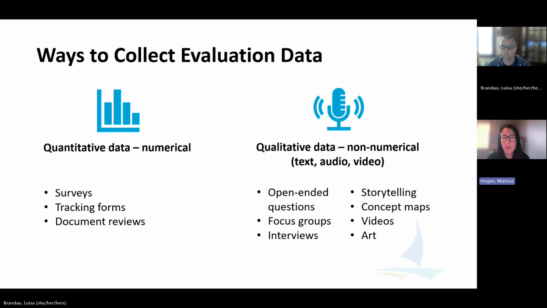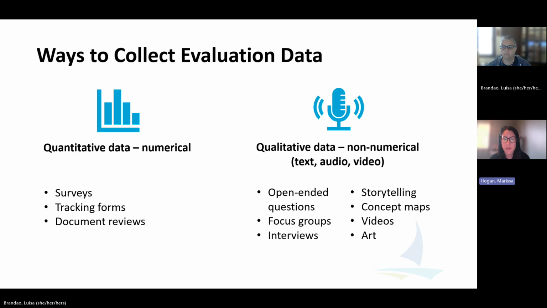And then on the other hand, when we're thinking about qualitative data, that's that non-numerical data. So text, audio, video, and there's several ways that we can collect this information as well. Thinking about open-ended questions, and those can be on surveys, during focus groups, interviews, when people are talking and telling their story, doing storytelling, concept maps, video, art, all different ways.